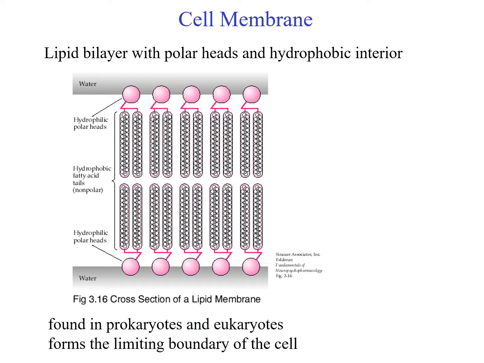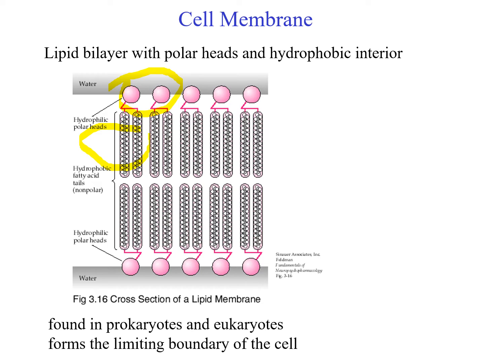So first is the cell membrane. What is the cell membrane? It is a lipid bilayer with polar heads and a hydrophobic interior. It means, see, these are the structures. This is a polar head and these are the tails, right? So this is a lipid bilayer structure. It is otherwise called a phospholipid bilayer.